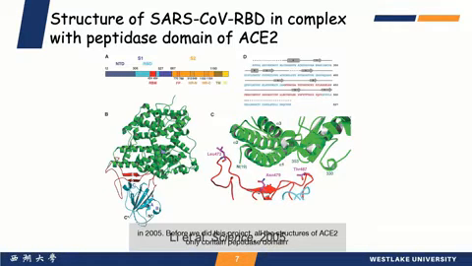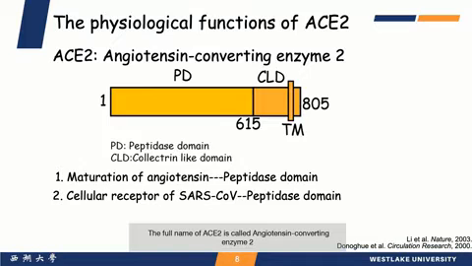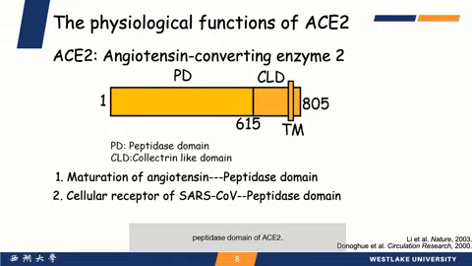Before we did this project, all the structures of ACE2 only contained the peptidase domain. That of the full-length protein remained unknown. The full name of ACE2 is Angiotensin-converting enzyme 2. ACE2 is a single transmembrane protein which contains an N-terminal peptidase domain and a C-terminal Collectrin-like domain. The main function of ACE2 is to help the maturation of angiotensin, a peptide hormone that controls vasoconstriction and blood pressure. Besides this, the S protein of SARS-CoV and SARS-CoV-2 can bind to the peptidase domain of ACE2.